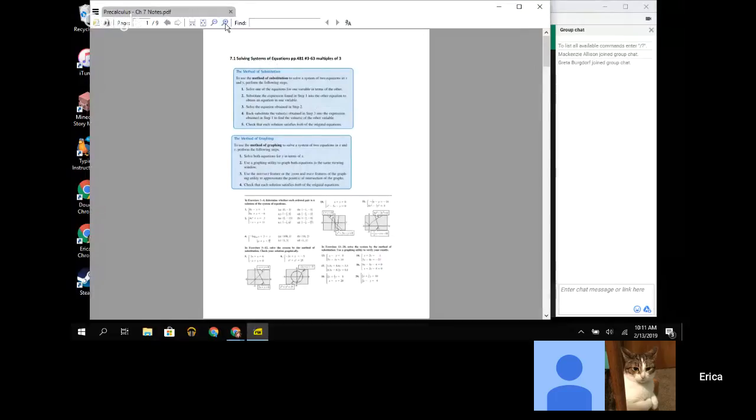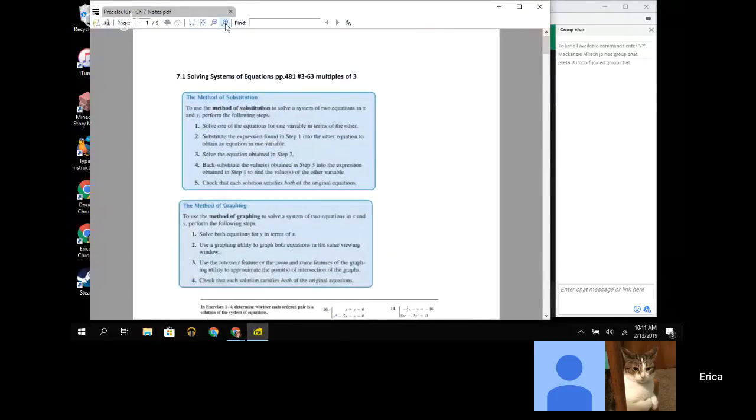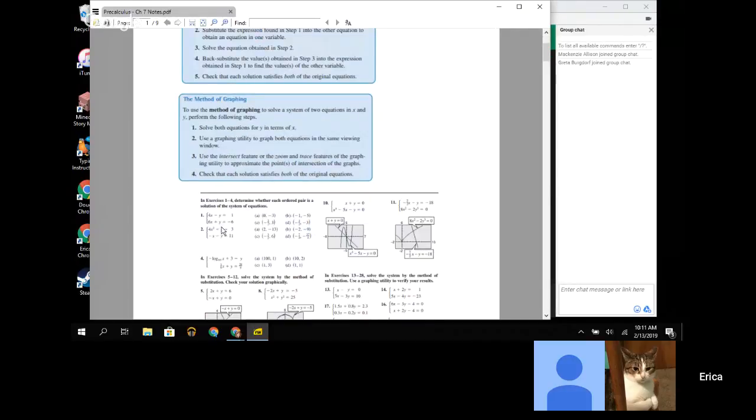All right, so on Monday, we started solving systems of equations. So this is like back to Algebra 2 and Algebra 1. It's all coming back. Remember, a system of equations is when you have two equations and you're trying to find the x and the y that works for both of them.